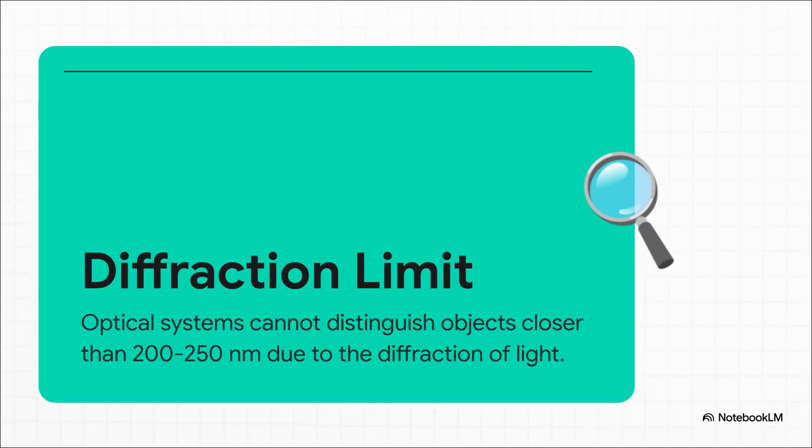The principle is actually pretty simple. You just can't see something that's smaller than about half the wavelength of the light you're using to look at it. For visible light, that puts a hard stop at around 200 nanometers. Anything smaller or closer together than that, it all just blurs into one single blob.